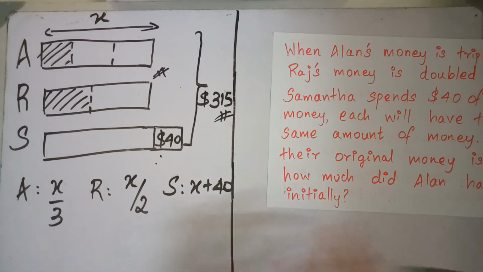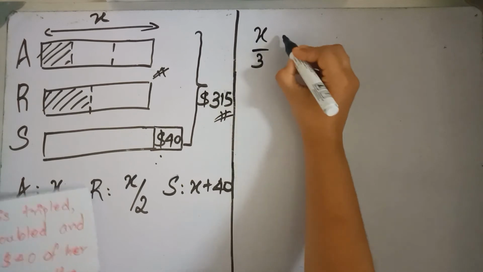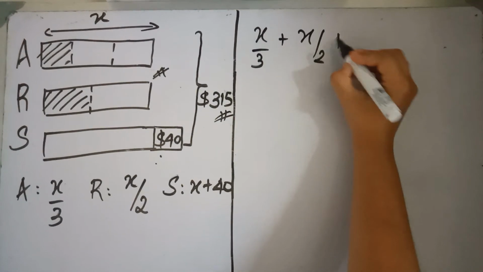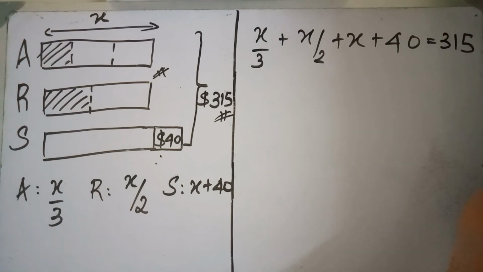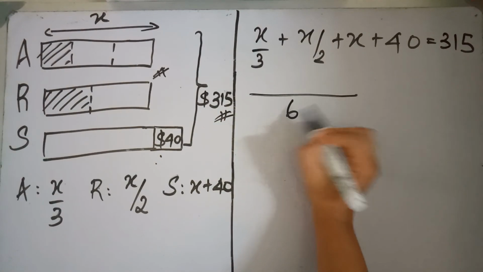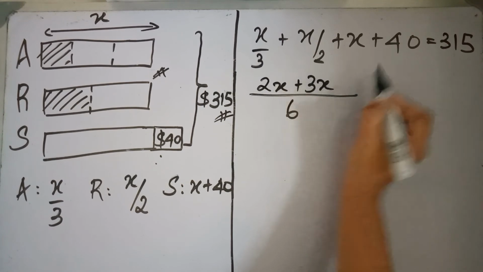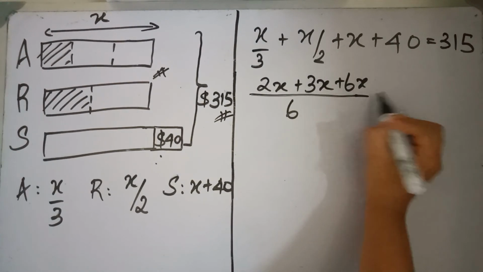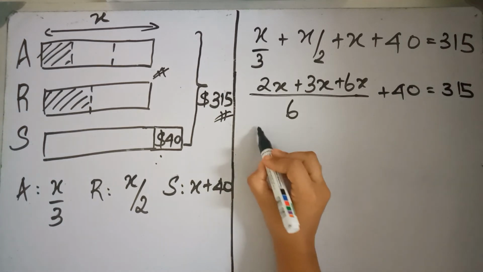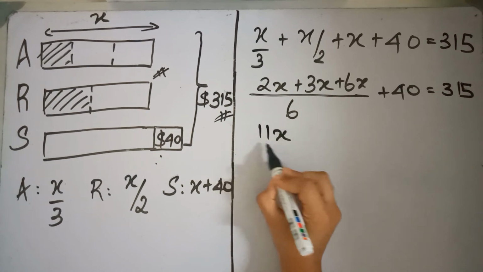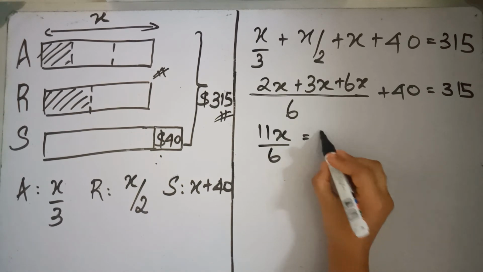We know that the sum of all of this will be 315. So we have X by 3 plus X by 2 plus X plus 40, which gives 315. You can take common denominator 6. This will give 2x plus 3x plus 6x, which is 11x by 6, plus 40. We'll bring 40 over to this side. It will be 275.